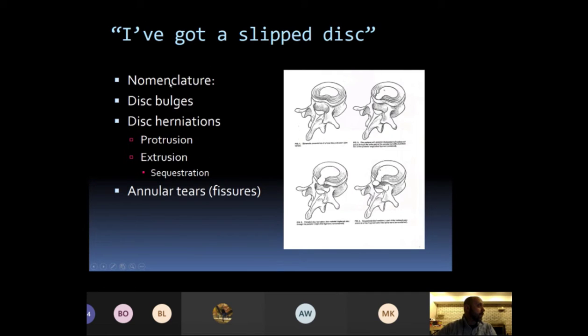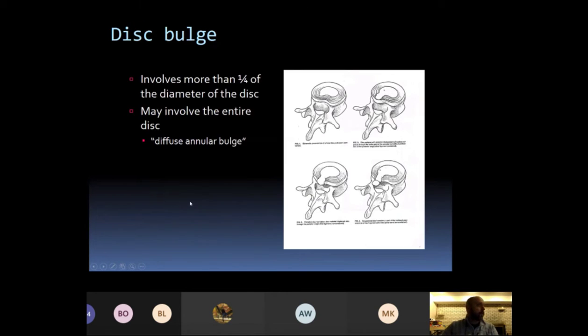Okay, so these are the terms that you just want to be familiar with here. So we're going to talk a little bit about the difference between a disc bulge, and then a disc herniation has a couple of subtypes. Okay, and then there's a special feature called an annular tear or a diffuse annular tear.